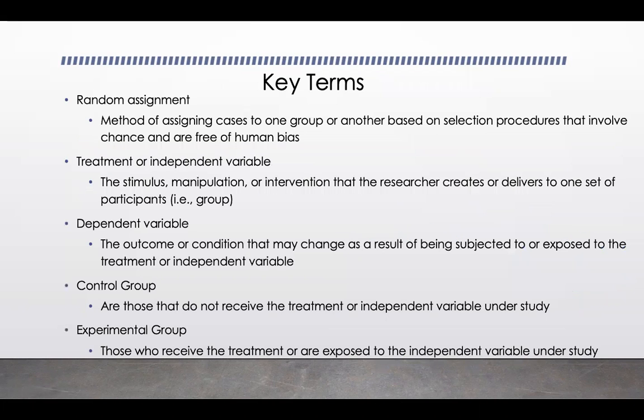Some key terms for group design are random assignment, treatment or independent variable, dependent variable, control group, and experimental group. The two key terms to know for group designs are the control group, which are those that do not receive the treatment or independent variable under study, and experimental group, those who receive the treatment or are exposed to the independent variable under study.